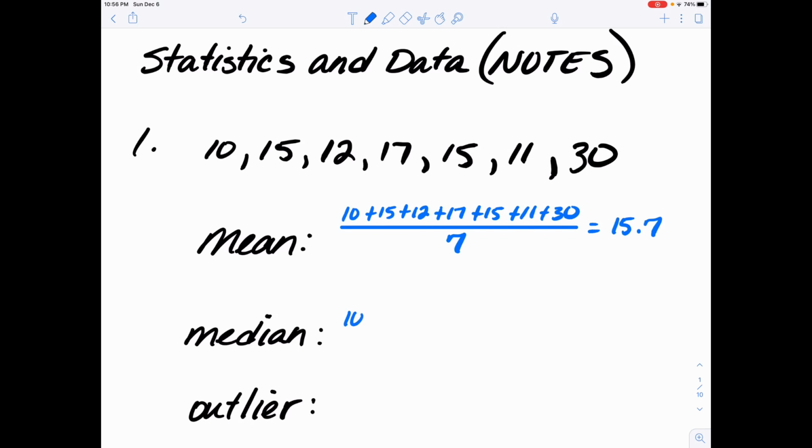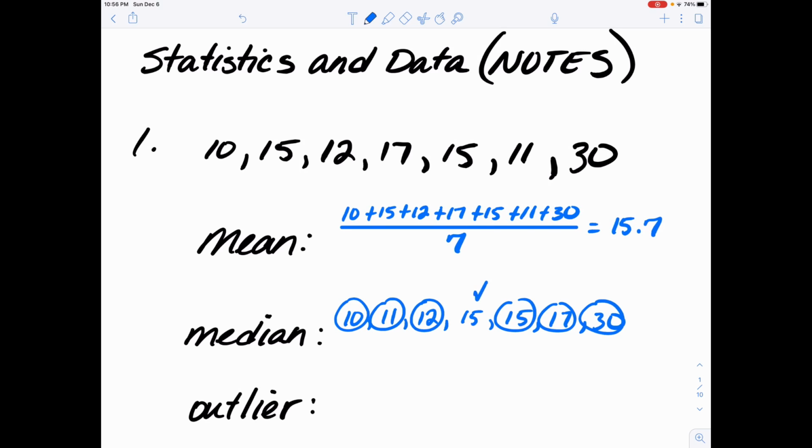Looks like the smallest number is 10. We have an 11, a 12, a couple of 15s. We have a 17, and we have a 30. So there's my data set rearranged from smallest to largest. And what you can kind of do is either circle or cross out the ends all the way down until you land on that number exactly in the middle of your data set. In our case, the median of this data is 15.